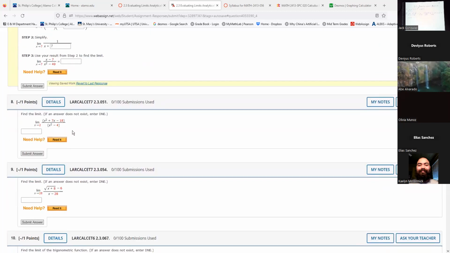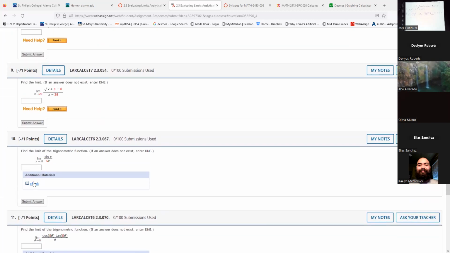Okay. The next technique is the conjugate pairs. You see how we have a square root? And on the bottom, you have the x minus 28. So we take advantage of the square root and the conjugate pair to cancel this term. Write number 9 down. The limit as x approaches 28, you should see right away that you can't plug it in, right? Did everyone see that?